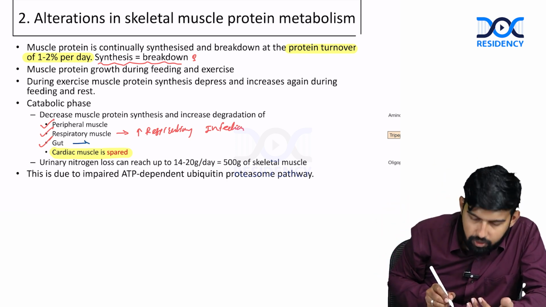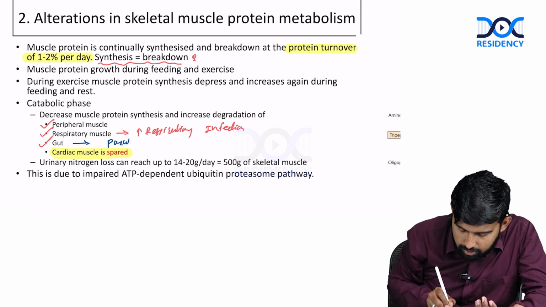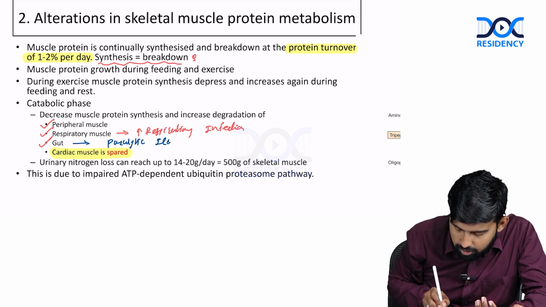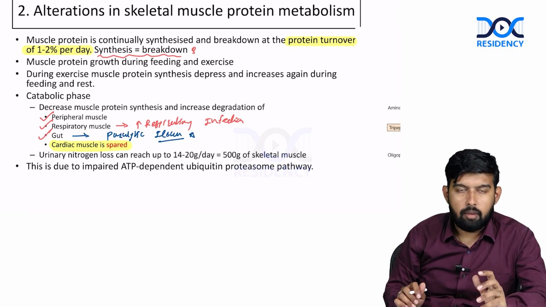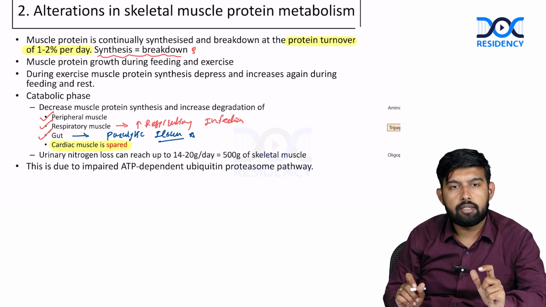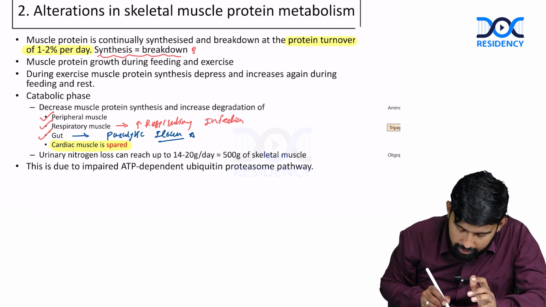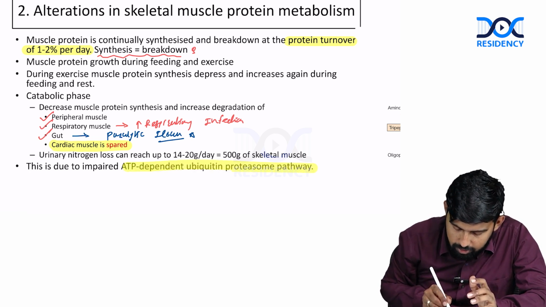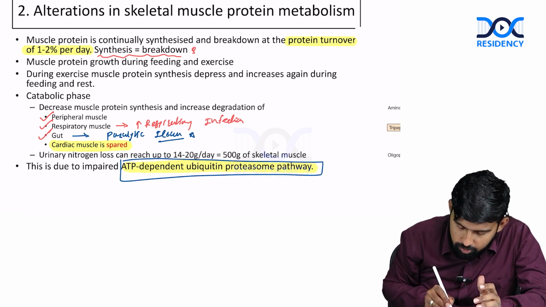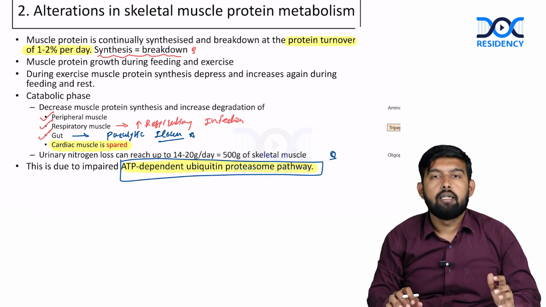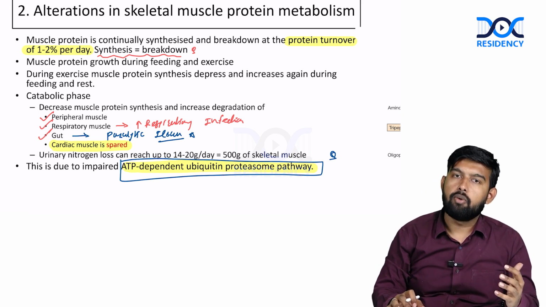Because of the utilization of the proteins from the GI muscle or gut muscle, there is a weakening of the GI muscle, which causes paralytic ileus. So, the patient may remain in ileus for a prolonged period. This protein metabolism alteration or degradation is mediated by the ATP dependent ubiquitin proteasome pathway. This mechanism is responsible for the catabolism of protein or muscle degradation. So, this is the second effect, that is alteration in the skeletal muscle protein metabolism.